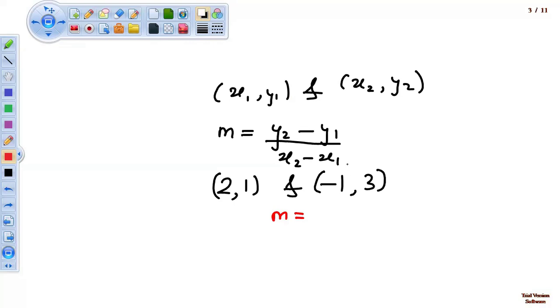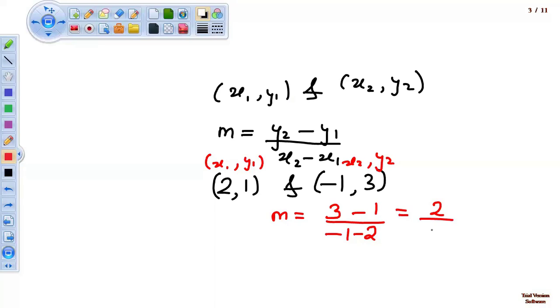But it should be continuous. Like if I decide this is going to be x2, then this will be y2. And then this will have to be x1 and y1. We can't jumble this. So y2, 3 minus y1, that is 1, divided by x2, minus 1 minus x1, that is 2. So this is going to give us 2 upon minus 3. So the slope of this equation is minus 2 by 3.